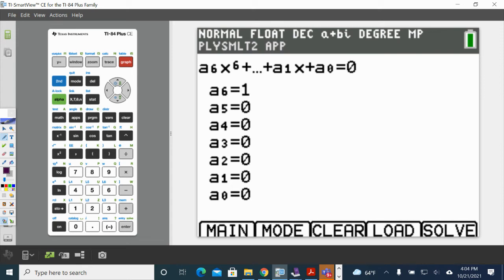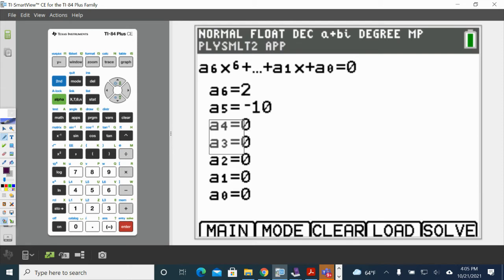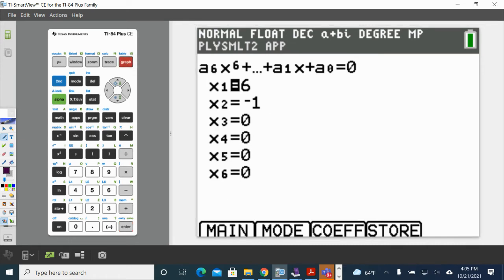And then we want to put in the coefficients. So what this means is, what are the coefficients on the terms? The 6th degree term, what was the number out front? The number out front was a 2. On the 5th degree term, what was the number out front? -10. On the 4th degree term, what was the number in front? -12. Now, we didn't have a 3rd degree or a 2nd degree or a 1st degree or even a constant. So the rest of those are going to stay 0. And then we're going to hit solve.